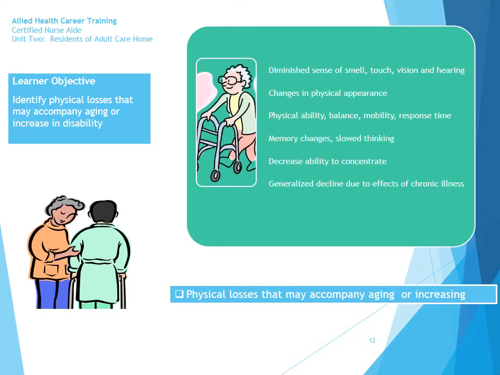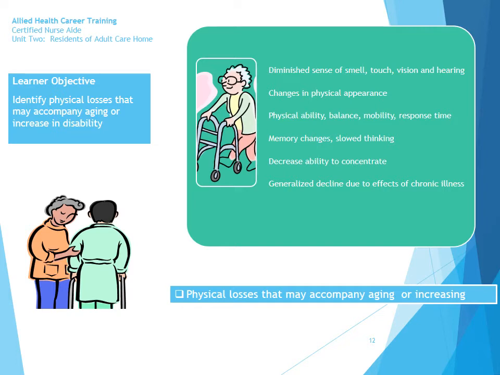Decreased response time. This one can kind of go along with the touch, where, say, you're cooking and you get too close to the burner and you don't realize until it's too late that it's hot. Or elderly people that drive, their vision may be decreased, so they can't tell that that car in front of them is that close. Their depth perception might be off. Then it takes them longer to respond to hitting the brakes so that they don't hit that car in front of them. So that will carry over to different things in the nursing home as well.